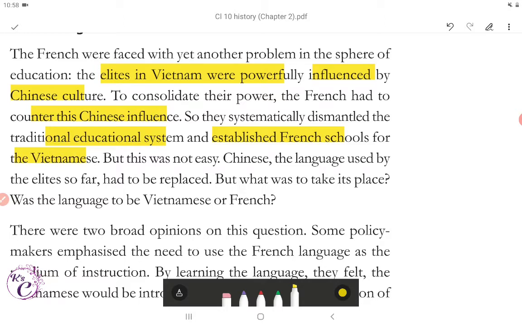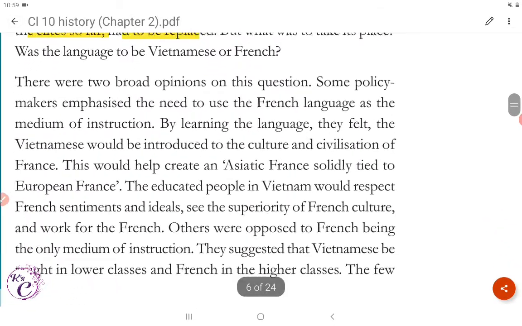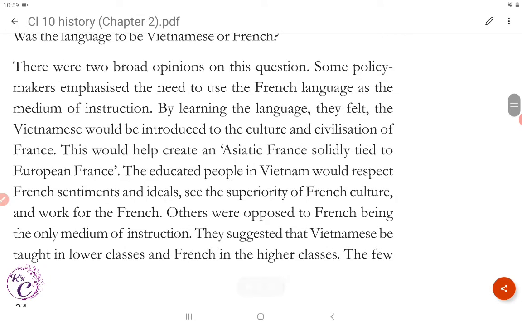But this was not easy. Chinese, the language used by the elite so far, had to be replaced. But what was to take its place? Was the language to be Vietnamese or French? There were two broad opinions on this question.